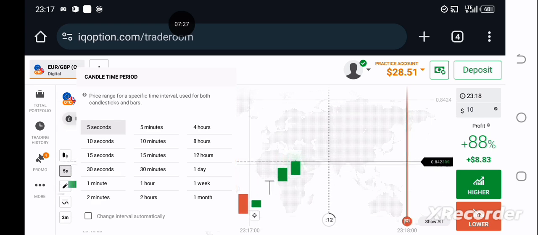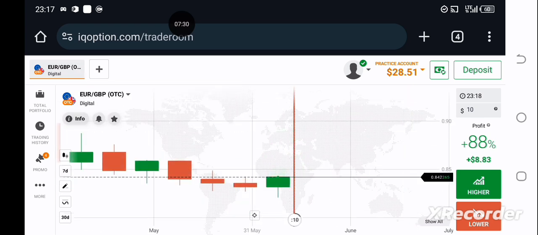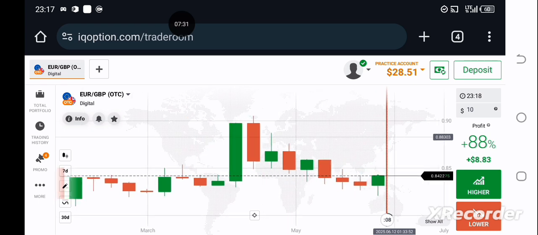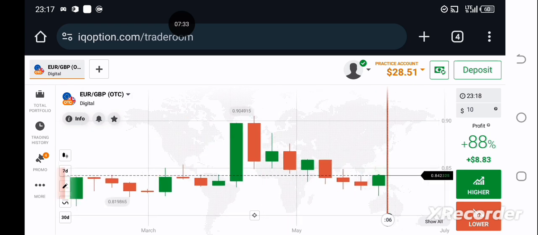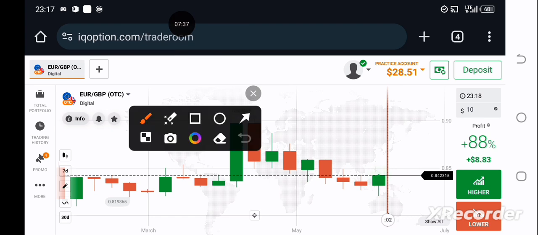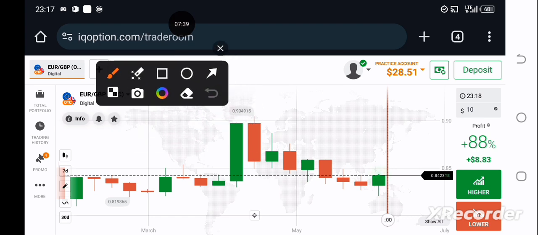Look at 1 week. Look at the weekly candle. Each candle here you are seeing took 1 whole week for it to form. 1 complete whole week. This is a strong green candle. It formed within 1 week, this particular candle. And this is a small candle within a week.